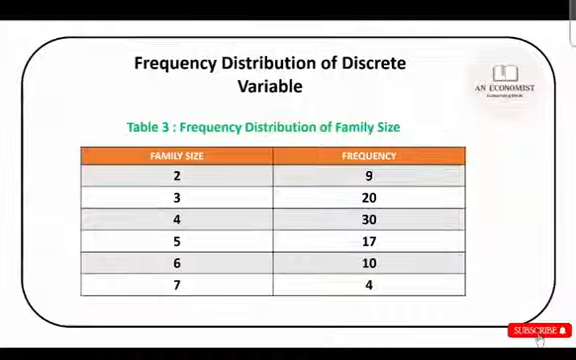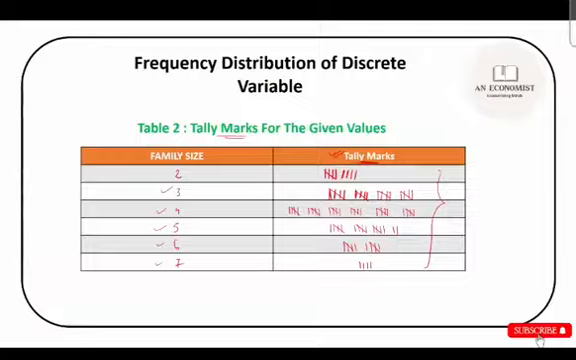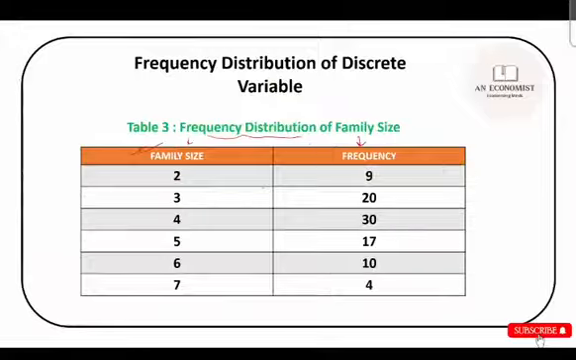So your ultimate purpose was to construct this frequency distribution, where on one side you will have the family size or the variable under concern, and on the other side you have to write the corresponding frequencies. So from the tally marks you can write the frequencies. So here you have 9, here you have 20, here you have 30, here you have 17, then you have 10, and here you have 4. That is what I have written here, and this will be your frequency distribution for a discrete variable.